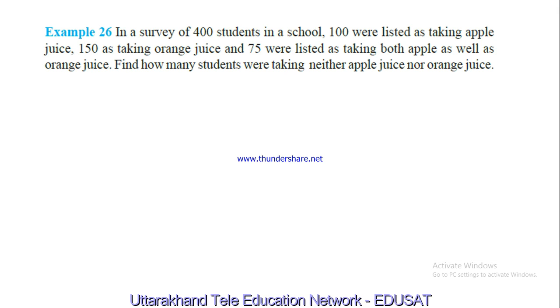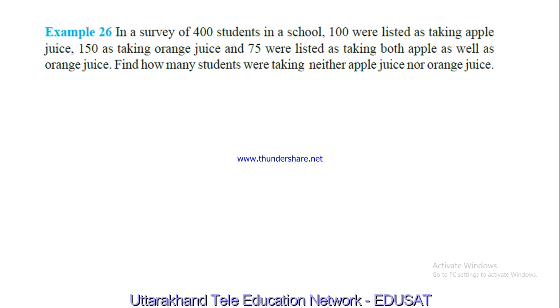If you try to solve it mathematically, you will find out. First thing is 100 were listed as taking apple juice. So this is nothing but, you can call it set A. So A is equal to 100. 150 were taking orange juice, you can call it set O. O is equal to 150, and 75 were listed as taking both.